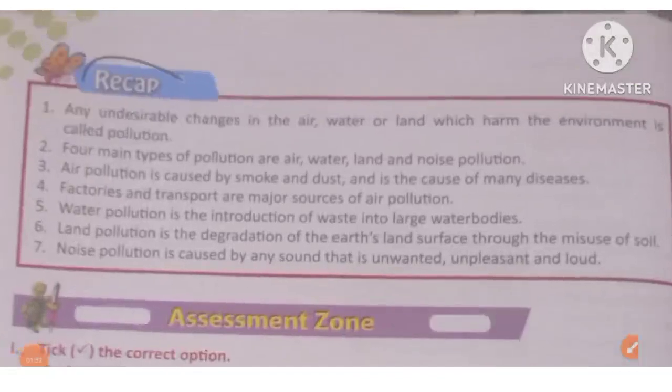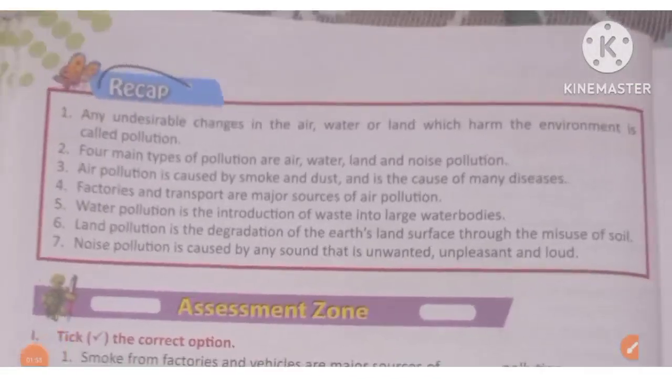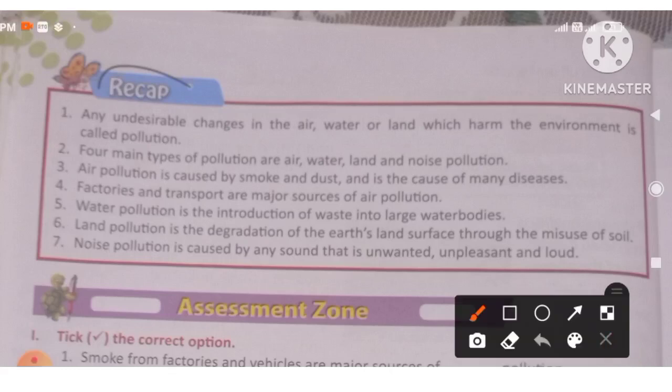This is the recap of the chapter. First point, any undesirable change in the air, water or land which harms the environment is called pollution. This is the definition of pollution. If anyone asks you what is pollution, you can tell them that any undesirable change in the air, water or land which harms the environment is called pollution.